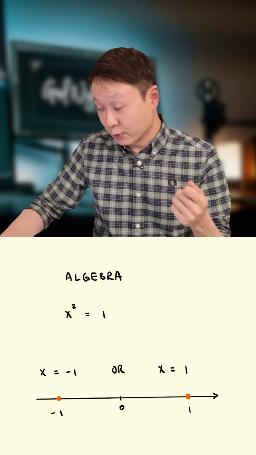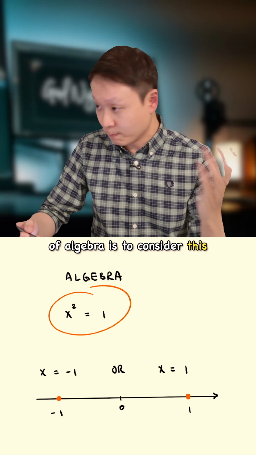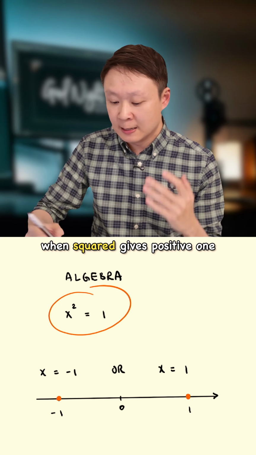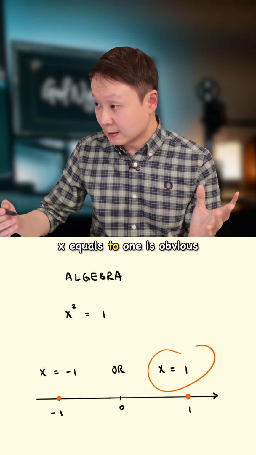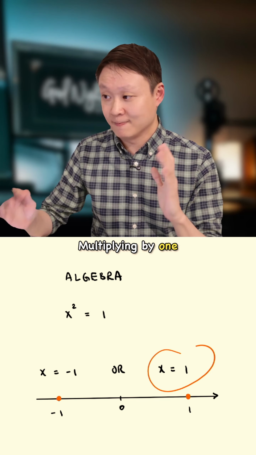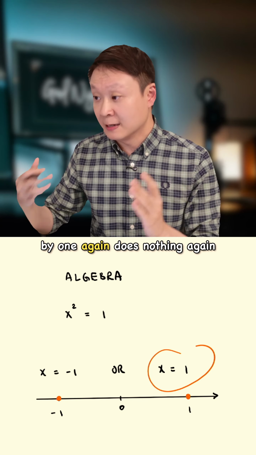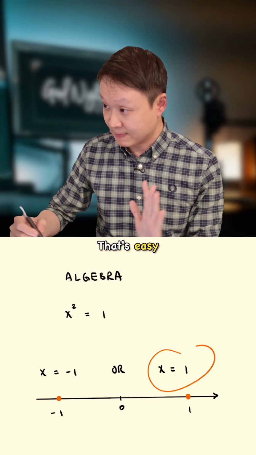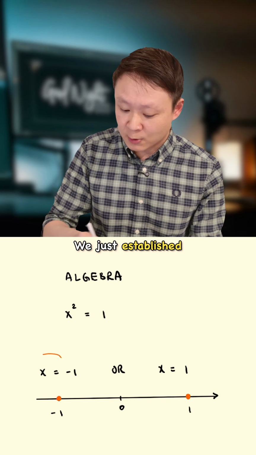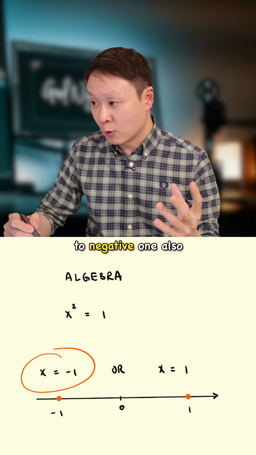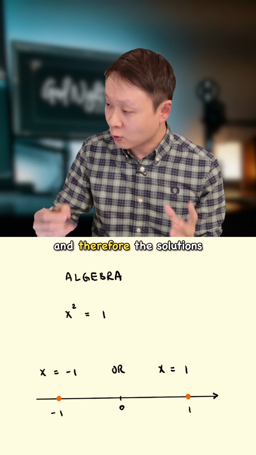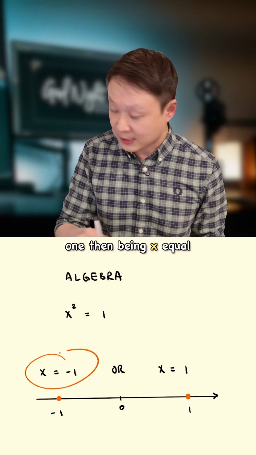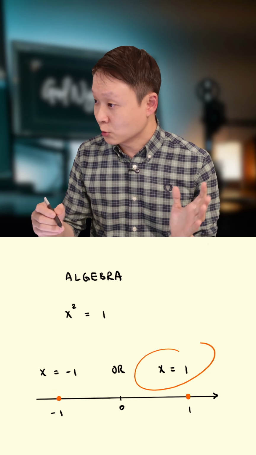To say the same thing in the language of algebra is to consider this problem of x squared equals 1, essentially asking what are all the numbers that when squared give +1. x equals 1 is obvious. Multiplying by 1 does nothing. Multiplying by 1 again does nothing again, and therefore 1 squared must be 1. That's easy. We just established that -1 multiplied by -1 also gives +1, and therefore the two solutions to this problem of x squared equals 1 are x equals -1 and x equals +1.